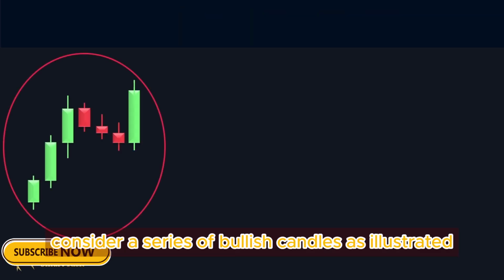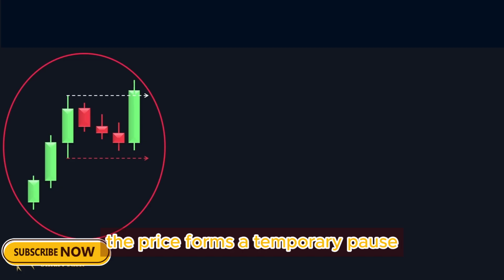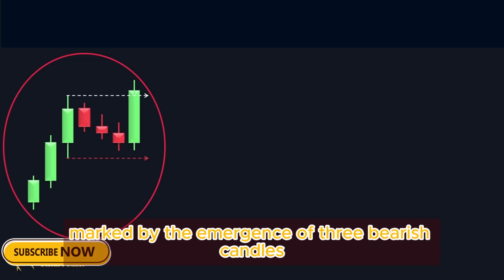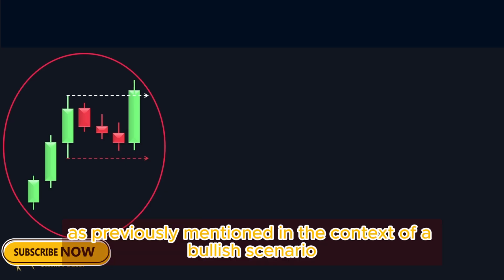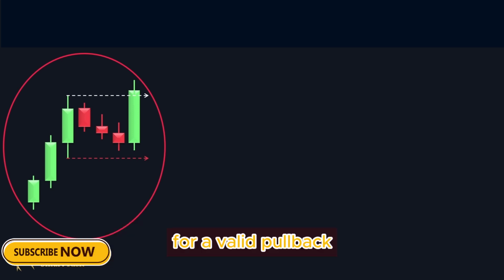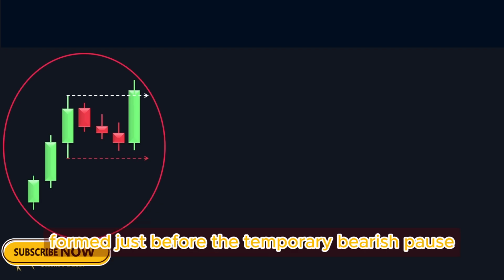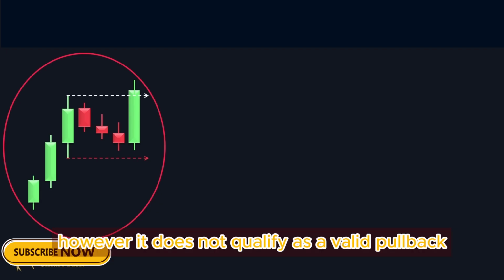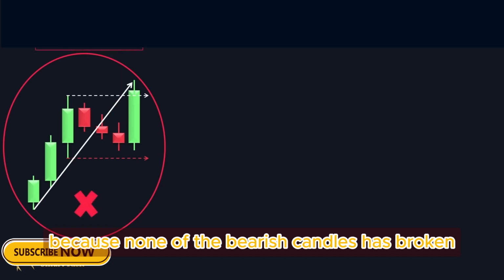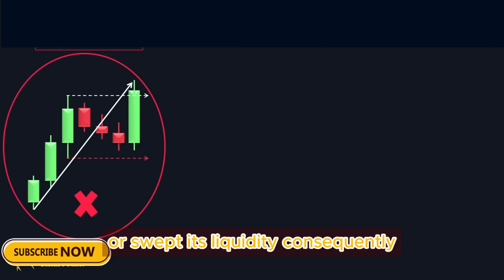Consider a series of bullish candles as illustrated. After forming 3 consecutive bullish candles, the price forms a temporary pause, marked by the emergence of 3 bearish candles, before resuming an upward push. As previously mentioned in the context of a bullish scenario, for a valid pullback, the price must break below the lowest point of the last bullish candle formed just before the temporary bearish pause. However, it does not qualify as a valid pullback, because none of the bearish candles has broken the lowest point of the preceding bullish candle or swept its liquidity.